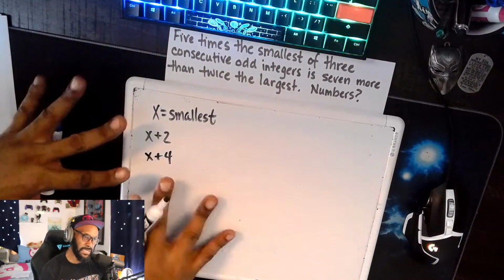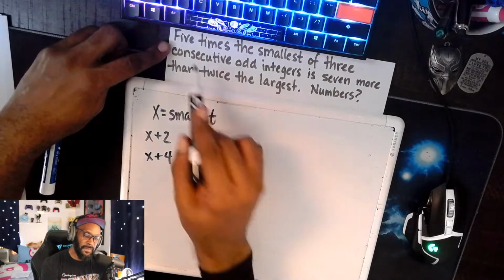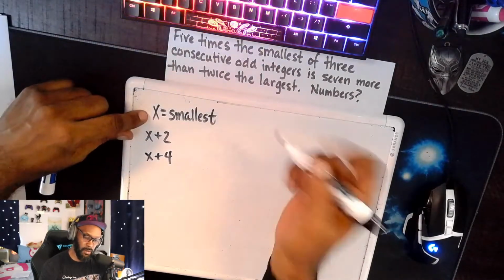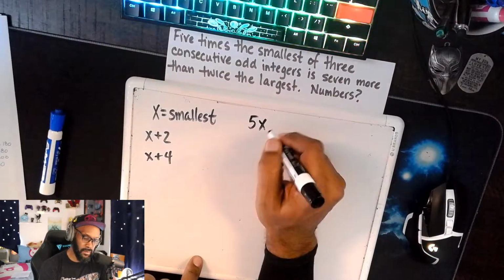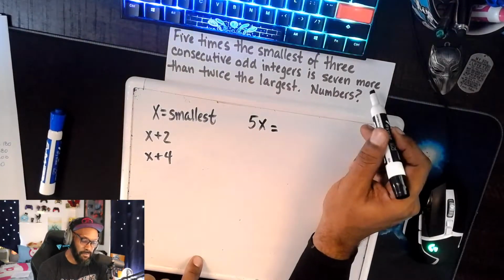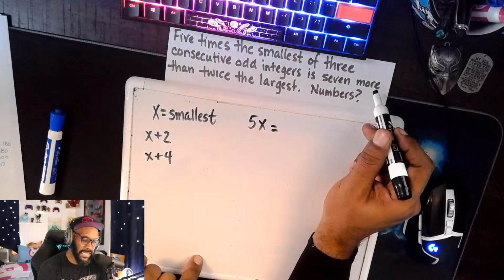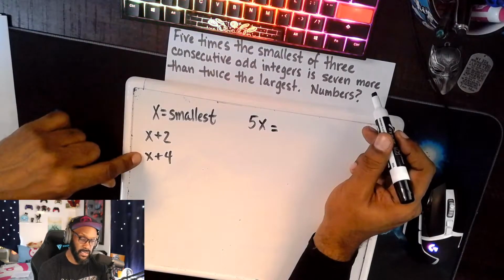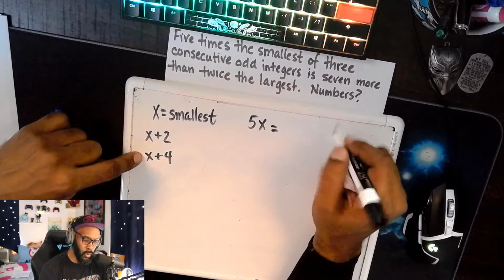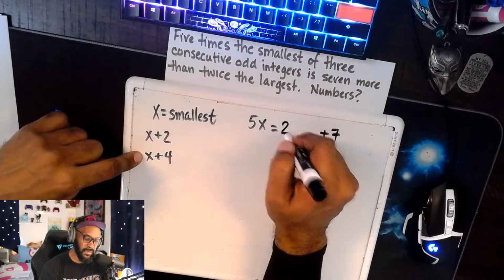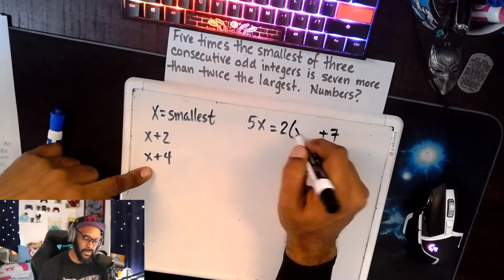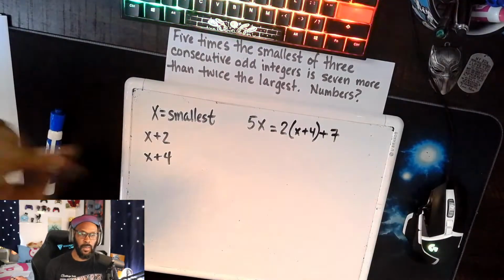Now let's see if we can put this back into the problem. 5 times the smallest, okay, that's a 5x, is 7 more than twice the largest. 7 more, I'm gonna plus 7 over here, twice the largest. Bam!